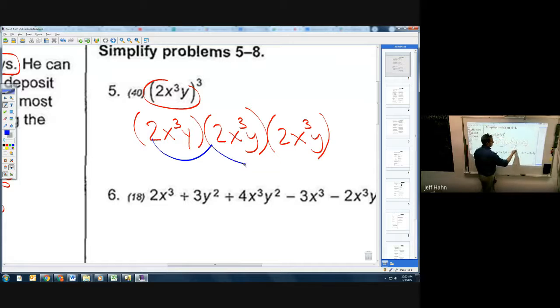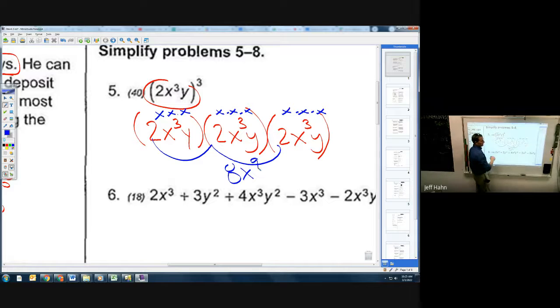2 times 2 times 2 is 8. If you have x times x and then another x times x for your x cubes, how many total x's are getting multiplied together there? 1, 2, 3, 4, 5, 6, 7, 8, 9. x to the 9th power. y times another y times another y is y to the 3rd power.